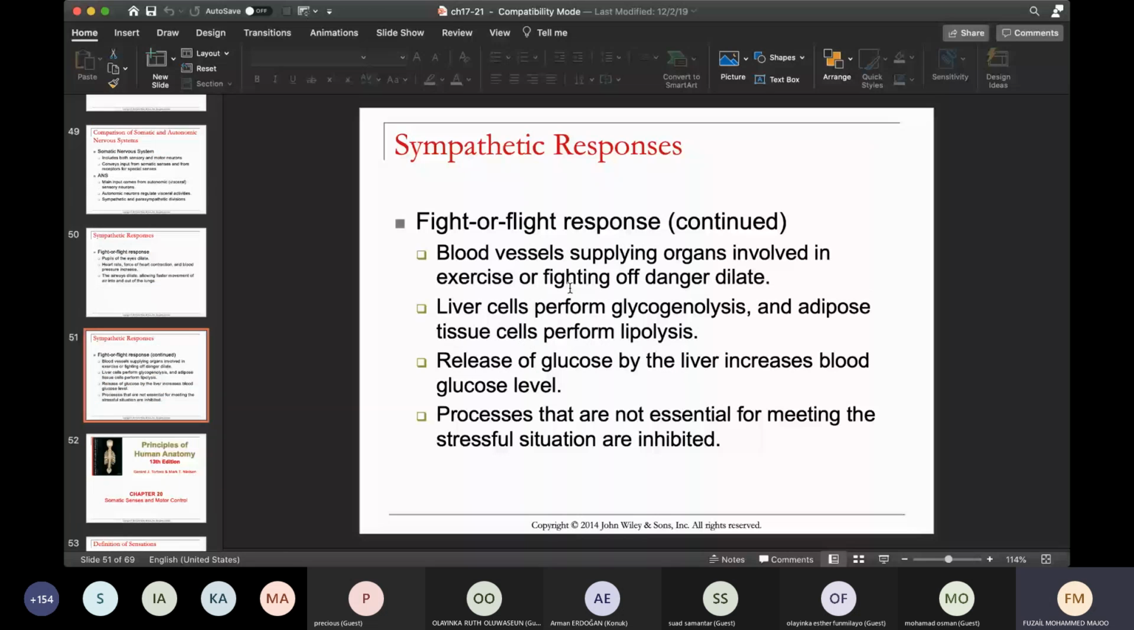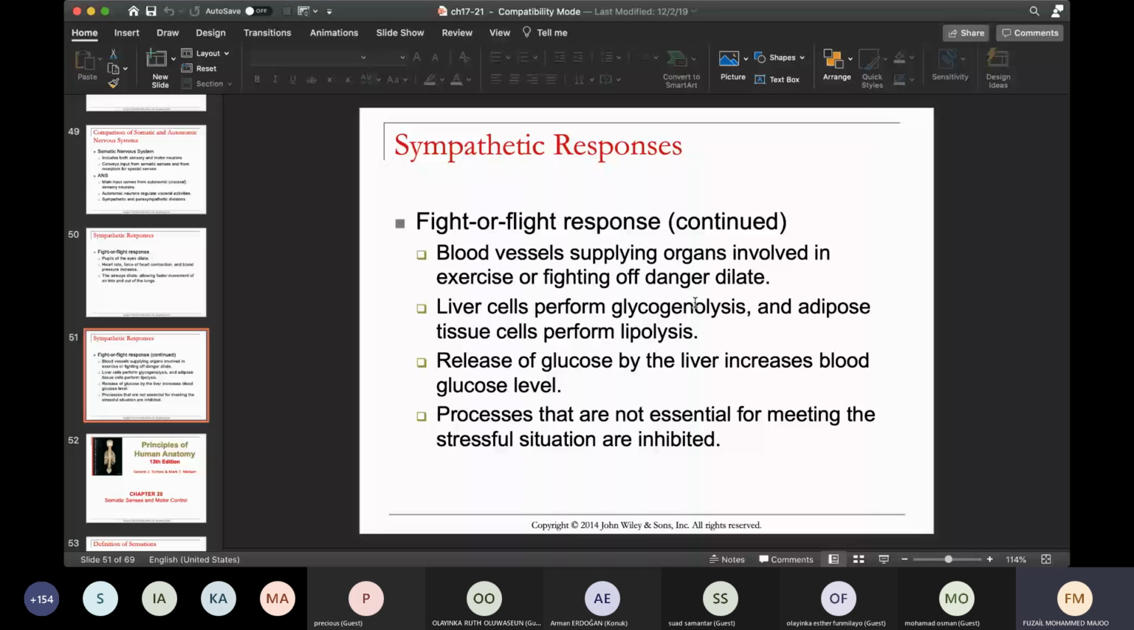The blood vessels that supply organs involved in exercise or fighting off danger end up dilating. Why? Because they are going to be playing a role in trying to keep you alive. So a lot more blood needs to go there. For example, your skeletal muscles: so much blood will go there, so they end up dilating.